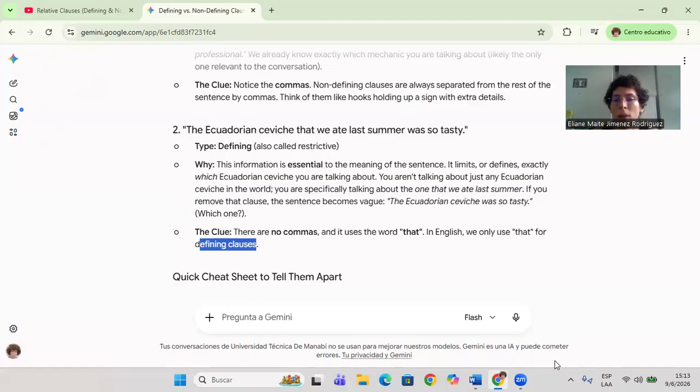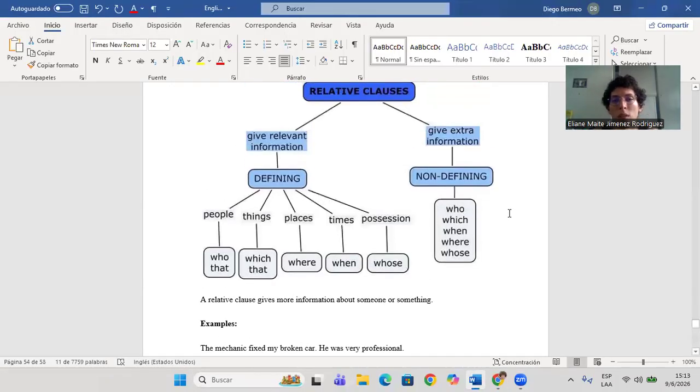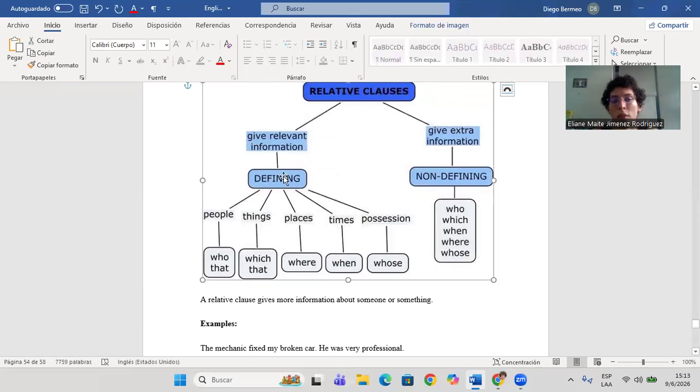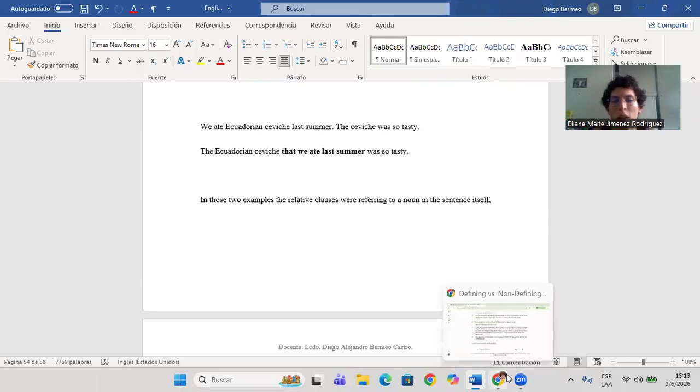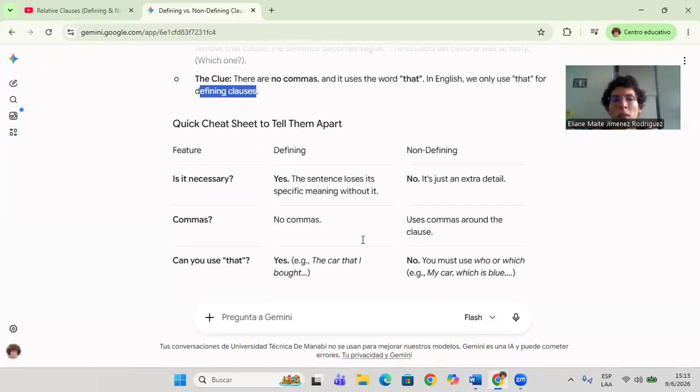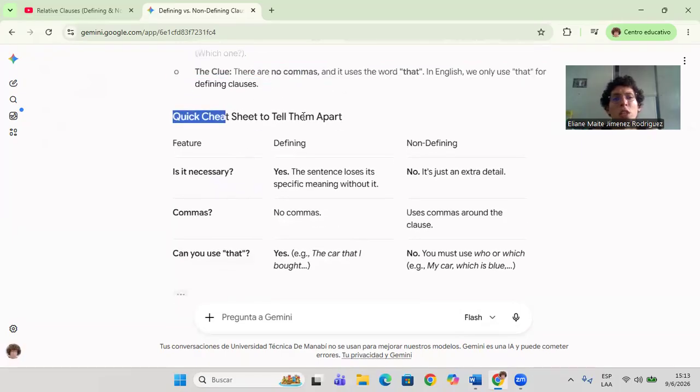That's something very important, and that's also in this part. We use that with the defining. For the non-defining, we do not use that. Quick cheat sheet to tell them apart. Feature: we ask ourselves, is it necessary? Yes: the sentence loses its specific meaning without it. Non-defining: no, it's just an extra detail and it is between commas. Commas: if there's no comma, then it's defining.